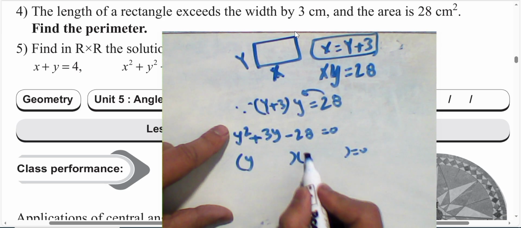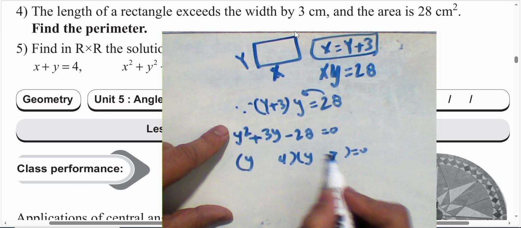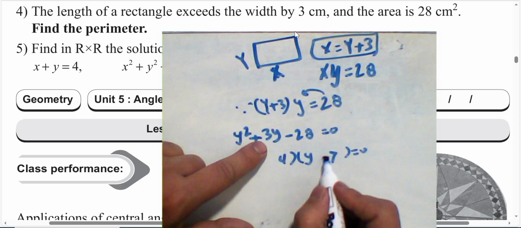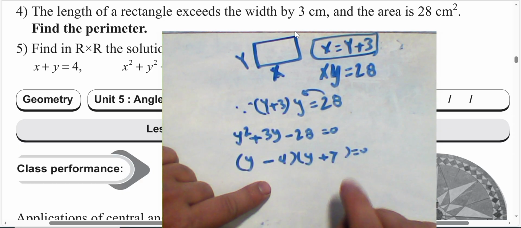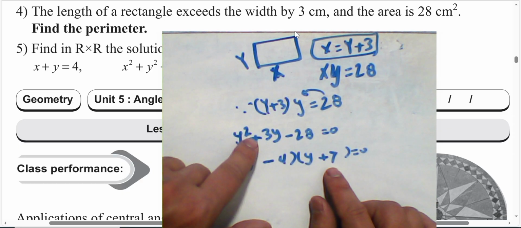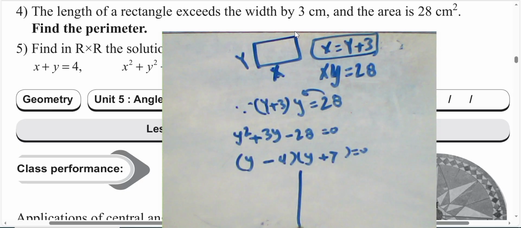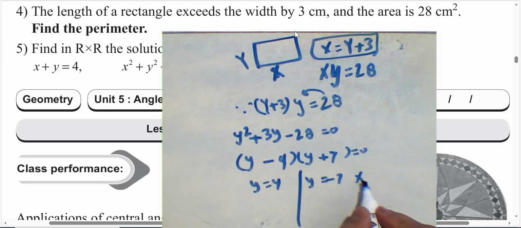Now I will factorize it. y power 2 is y times y. 4 times 7 is 28. The greater number will be positive and the smaller negative, the greater number like the middle. Then we have y will be 4 or y will be equal negative 7. Negative 7 is undefined because the side length can't be negative. The length must be positive. Okay, and y equal 4.